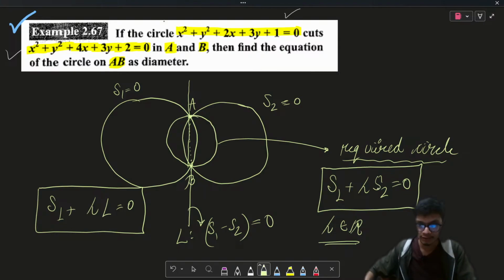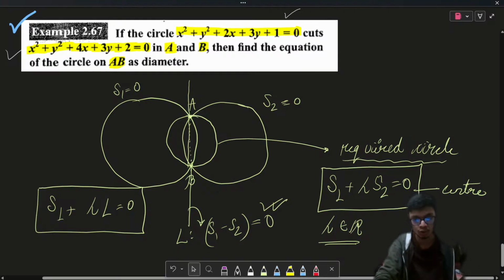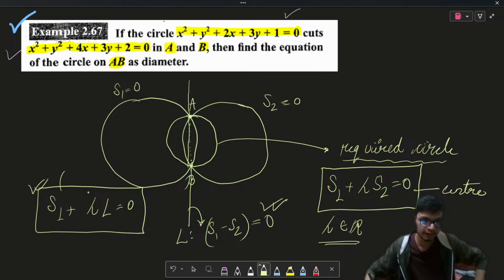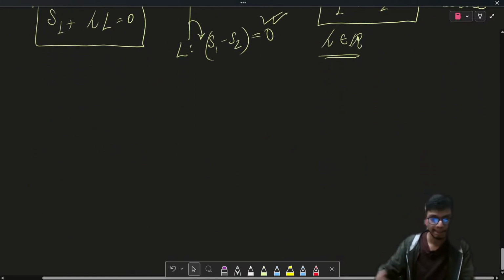Once we get the straight line AB, we can conclude that since AB is the diameter, the center will definitely lie on the line AB. So once we get this line equation, and from there the center, we can solve this equation to get the value of lambda. So let us try to do that. Or maybe we can also go by this approach: from here we can find the center and satisfy the equation of the line AB. So let me first find the equation of the line AB.